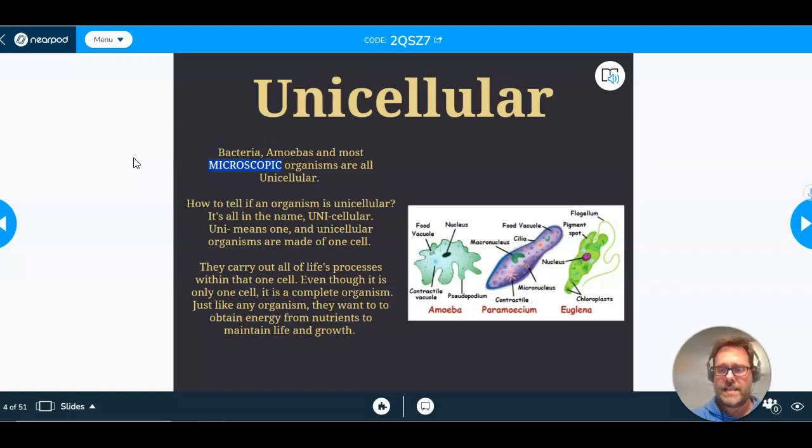So when you're looking at bacteria, when you're looking at amoebas and parameciums and these euglenas, these different types of organisms that are made of one cell, they are going to be microscopic.